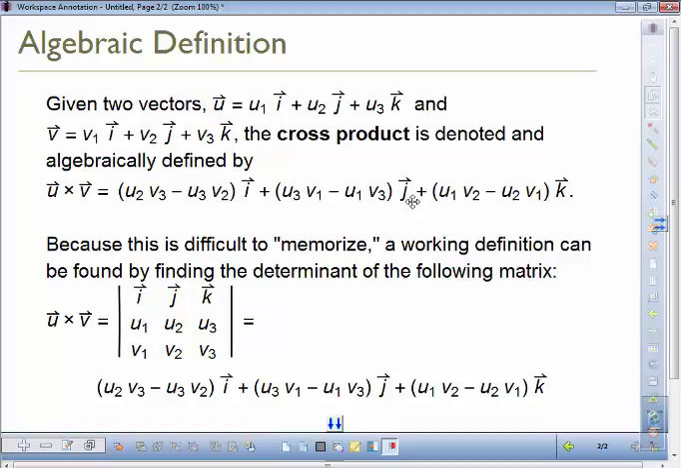If you've had linear algebra before and you know how to take determinants of matrices, that's exactly what we're going to do. If you haven't, we'll look at it from a determinant point of view.